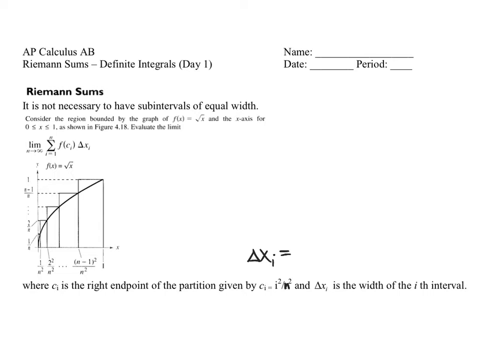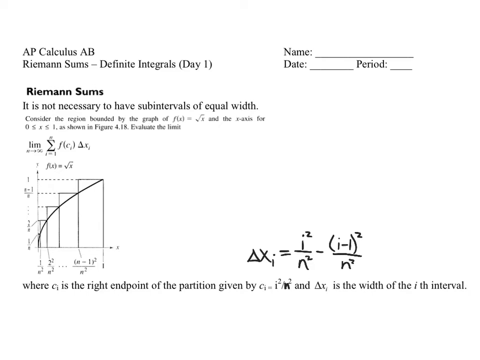If c sub i is the right endpoint of the partition in these rectangles or these partitions, okay, a partition is just a separated part, so each rectangle we could consider a partition, I can find out how wide that partition is by taking the right endpoint of that partition and subtracting the right endpoint of the previous partition. Okay? So the right endpoint of this partition is i squared over n squared. I'm going to subtract the right endpoint of the previous partition. So instead of an i, it's going to be i minus 1. Okay? That'll give me the endpoint of the previous partition.